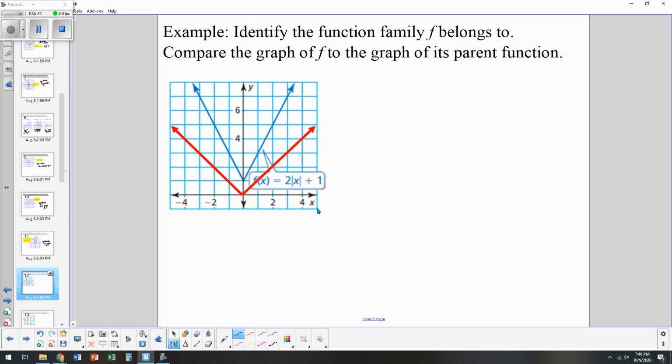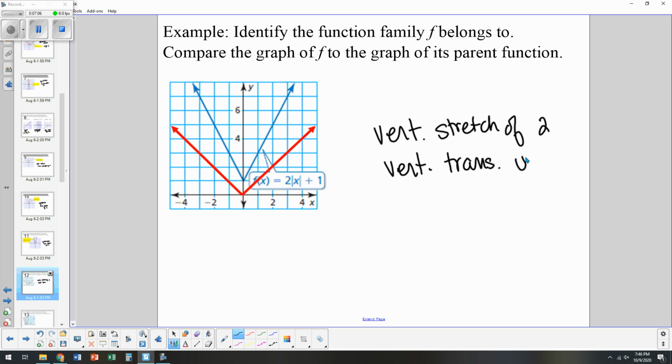All right, now we're having a little bit of a combination of transformations. So notice that there's a 2 out front and there's a +1 afterwards. So the 2 out front reverts to a vertical stretch by a factor of 2, and it's a vertical translation up 1. All right, and this was a V, so we're going to call it absolute value again.